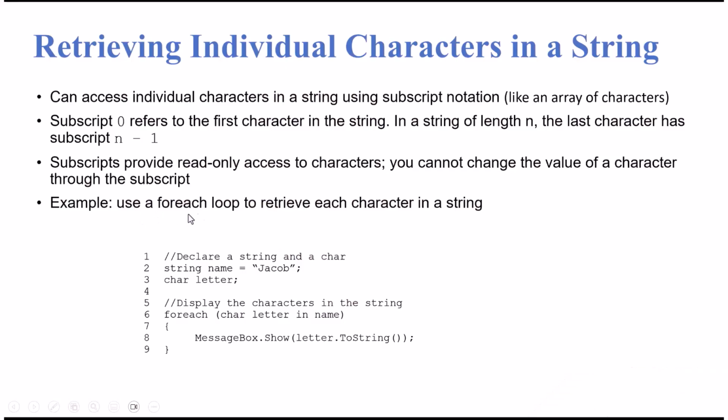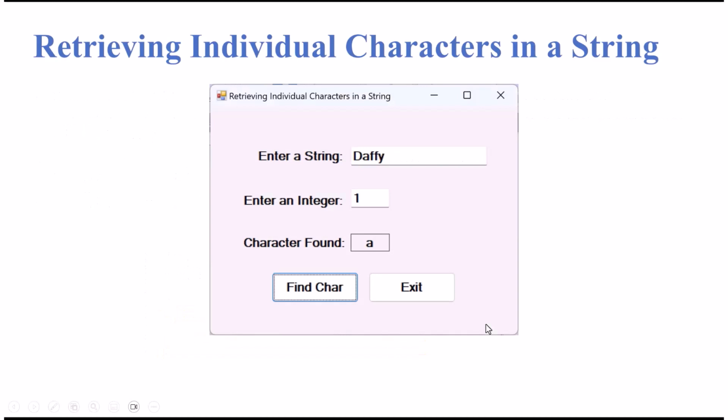For example, use a for each loop to retrieve each character in a string. You can use this little for each character letter in name. It's going to print on a message box with the individual piece in there. Let's take a look at this. This is a little program I've written to kind of examine this, and let's take a look. So we'll put this thing together. So let's take a look.